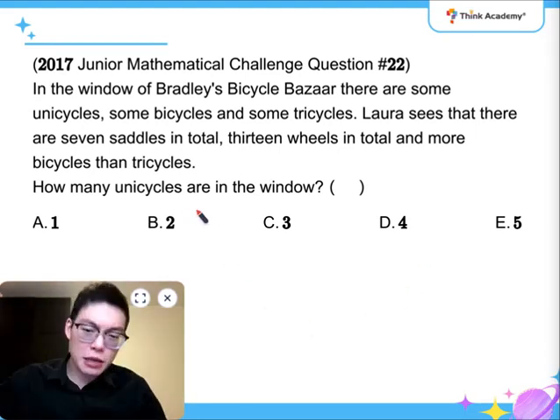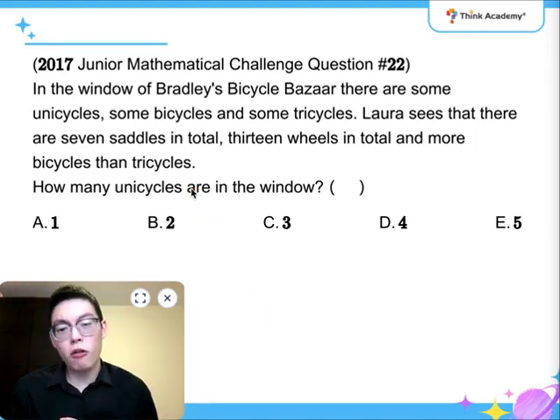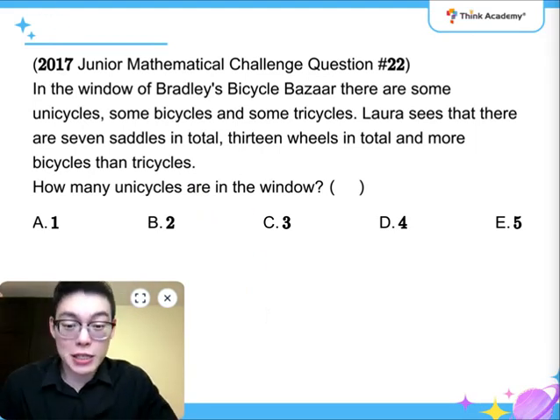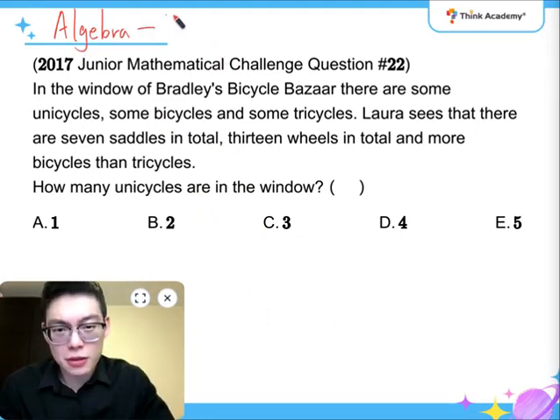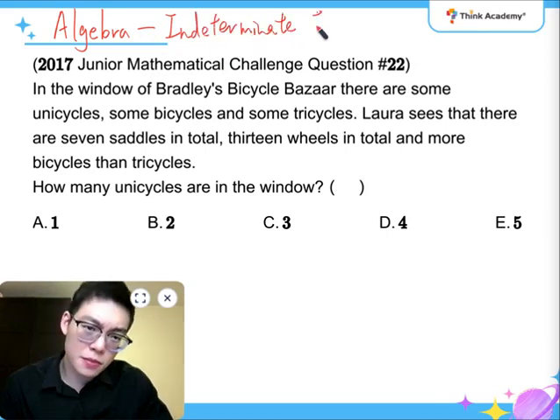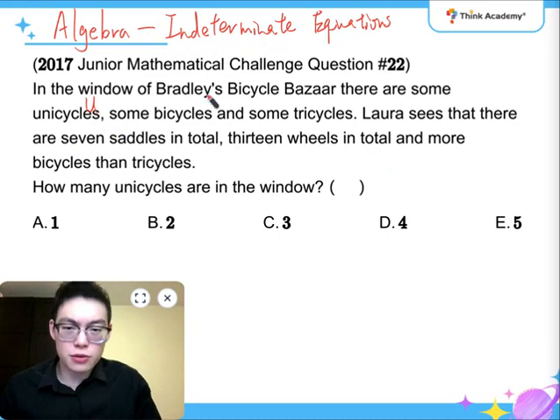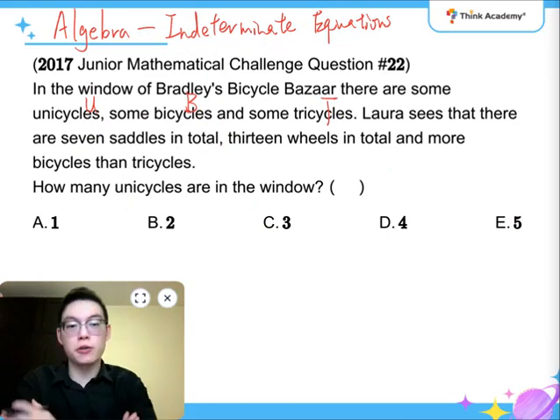I would say that it either belongs to algebra, saying that it is the indeterminate equations, or you can also put it in the chicken and rabbit problems, all right? I don't actually mind which way you're putting it, because essentially you can say both ways. So, let's say there are U unicycles, B bicycles, and T tricycles.